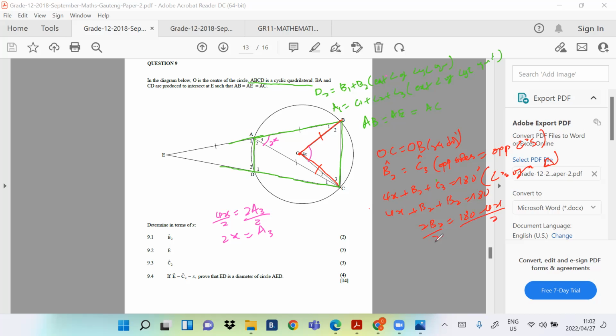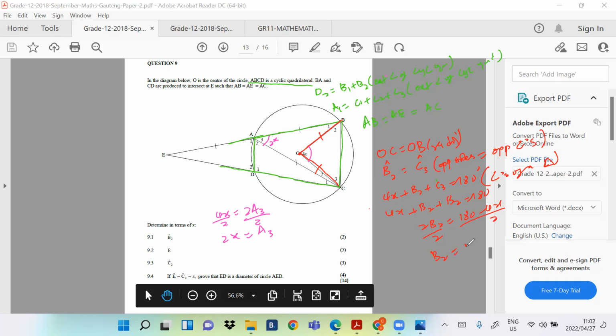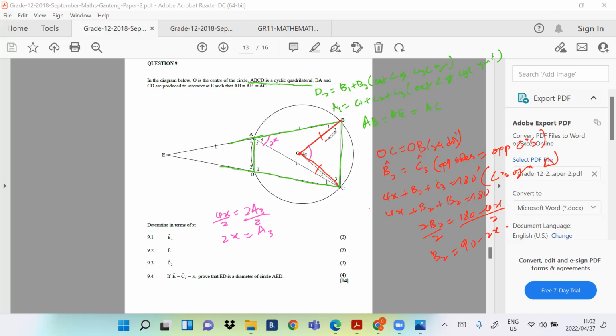Divide both sides by 2. That means B2 is how much? 90 minus 2x. Okay, so this is 90 minus 2x, and this is 90 minus 2x. Right. Then, so we answered the first one, right?